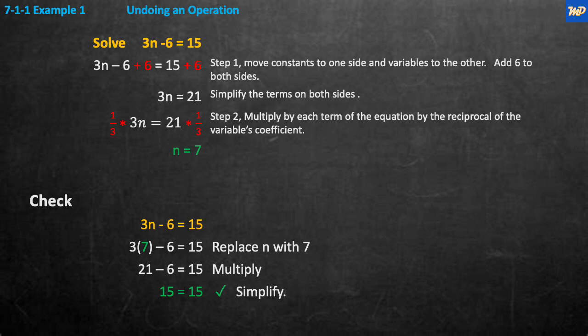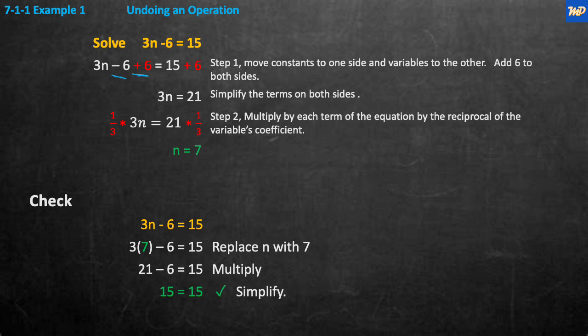Okay, let's talk about undoing an operation. So they want us to solve 3n minus 6 equals 15. So we'll start here. 3n minus 6. In order to get rid of the 6 on the left side, because we want to get the variable terms on just one side, we're going to add a plus 6 to cancel out this negative 6.